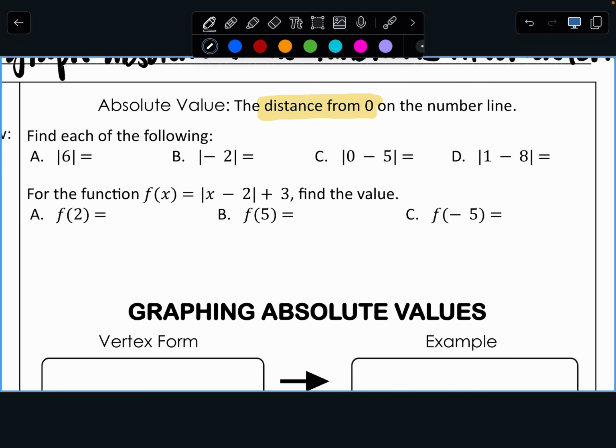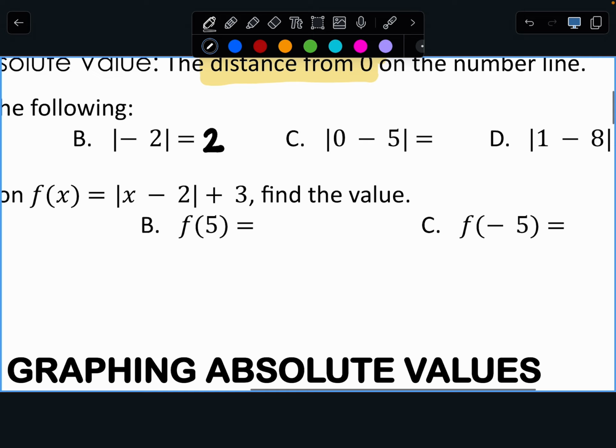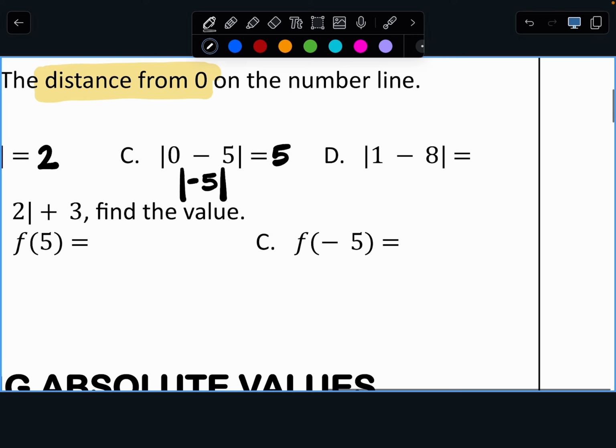So let's find the absolute value of these numbers. The absolute value of 6 is 6. The absolute value of negative 2 is 2. So all of our answers are always going to be positive for the absolute value. For C, we have the absolute value of 0 minus 5. Well, 0 minus 5 is negative 5, and the absolute value of negative 5 is 5. The absolute value of 1 minus 8 would be negative 7. The absolute value of negative 7 is positive 7.